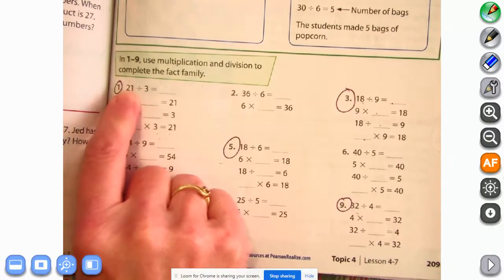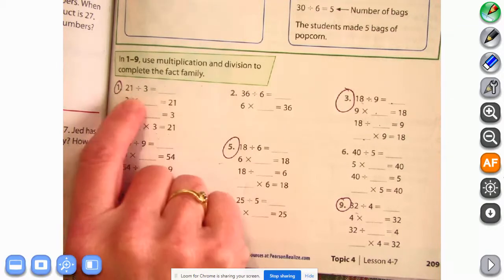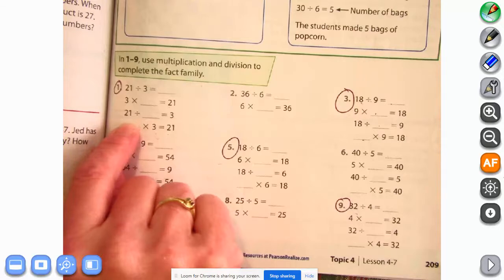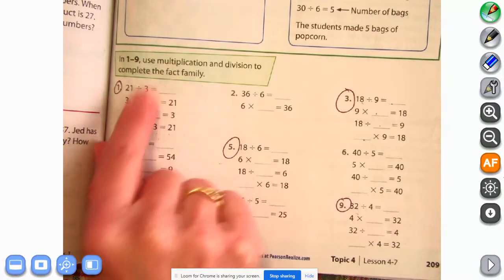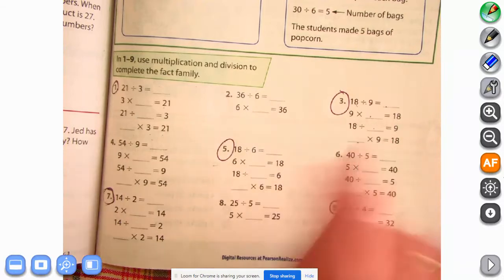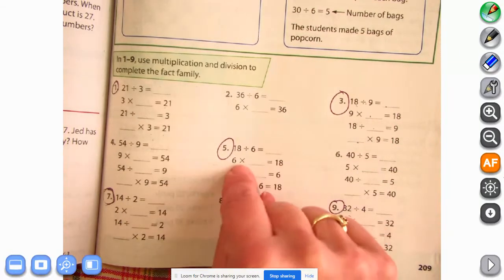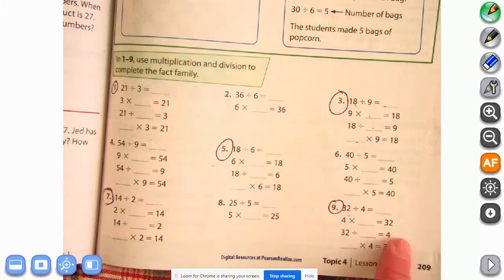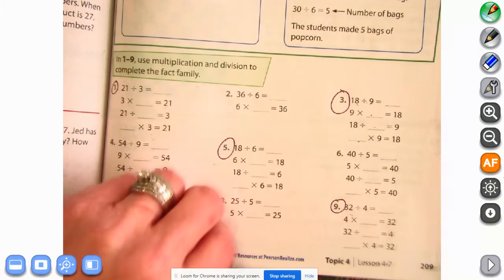So 1 is 21 divided by 3 equals what? 3 times what equals 21? 21 divided by what equals 3? What times 3 equals 21? All of these should be the same number. So you're going to do that in each of these: 18 divided by 9, 18 divided by 6, 14 divided by 2, 32 divided by 4. The missing ones should all be the same number. Okay? That's a good way to check.